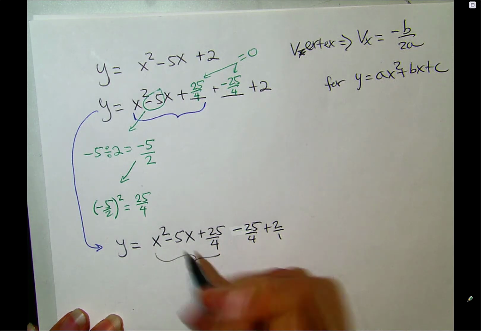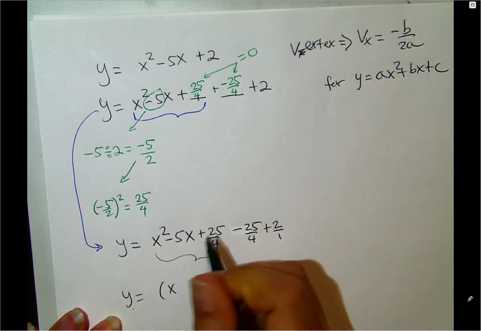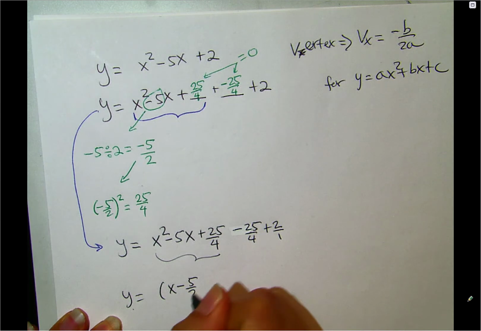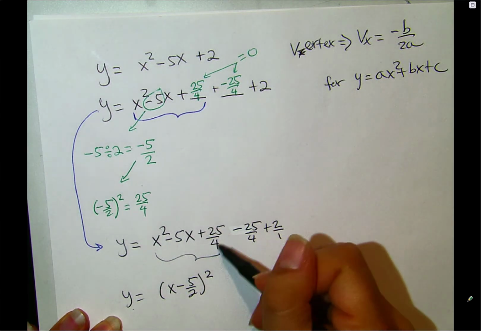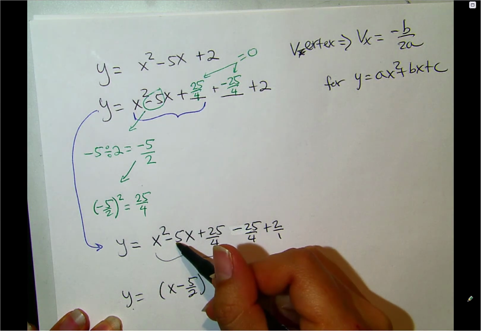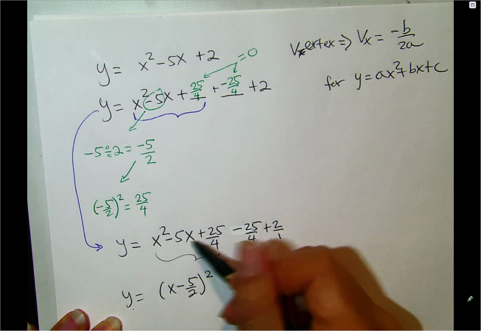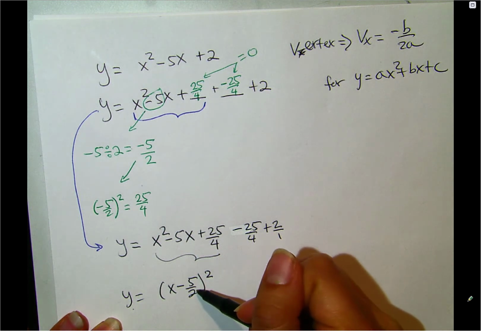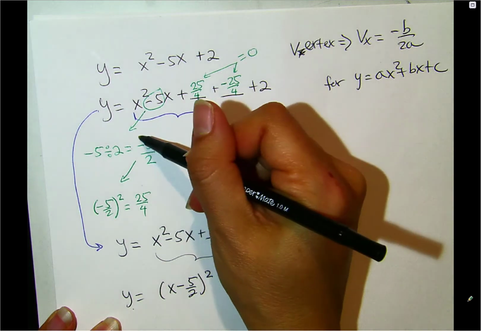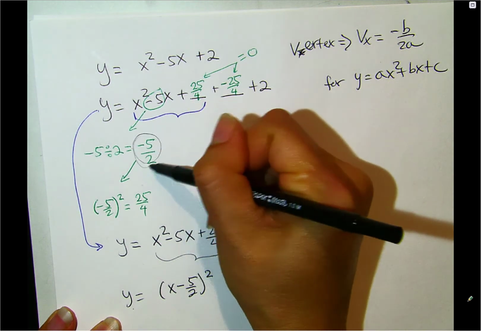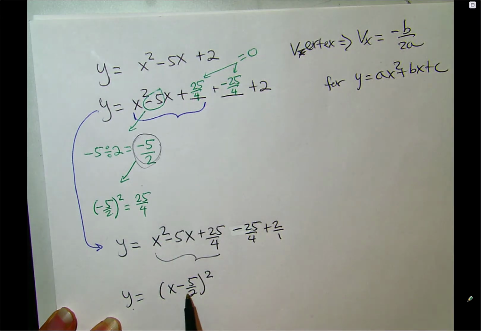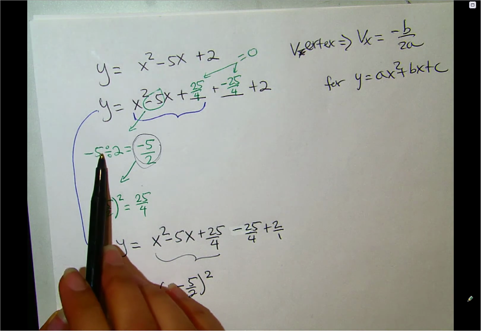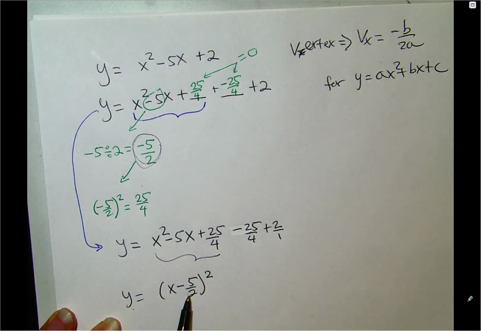Now this factors into a perfect square. Which perfect square? x minus 5 halves. Two numbers that multiply to 25 fourths and add up to minus 5. And you might be thinking, what? How did you get that so fast? The trick is, whatever you get when you divide by 2, that's usually what goes in there. So it's really nice. When you divide by 2, that's what's going to go inside the parentheses.